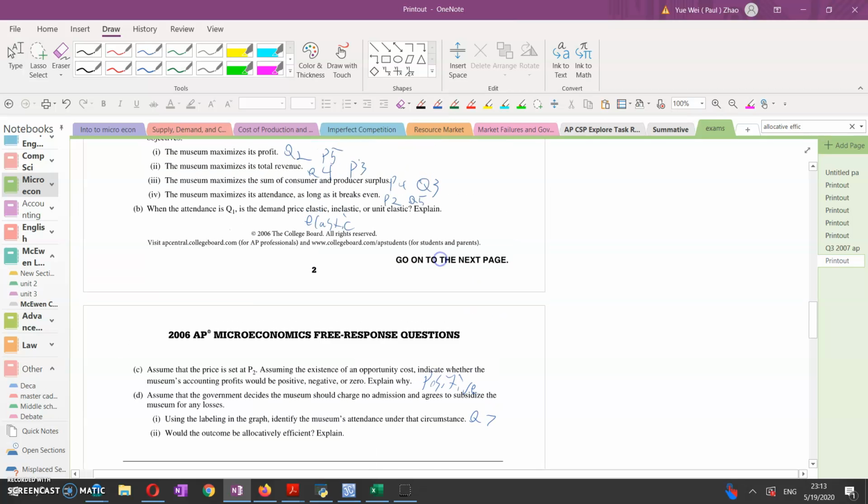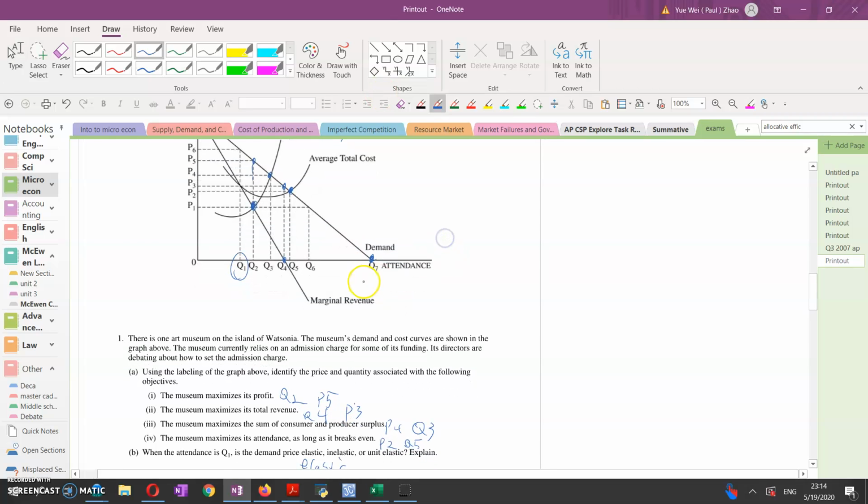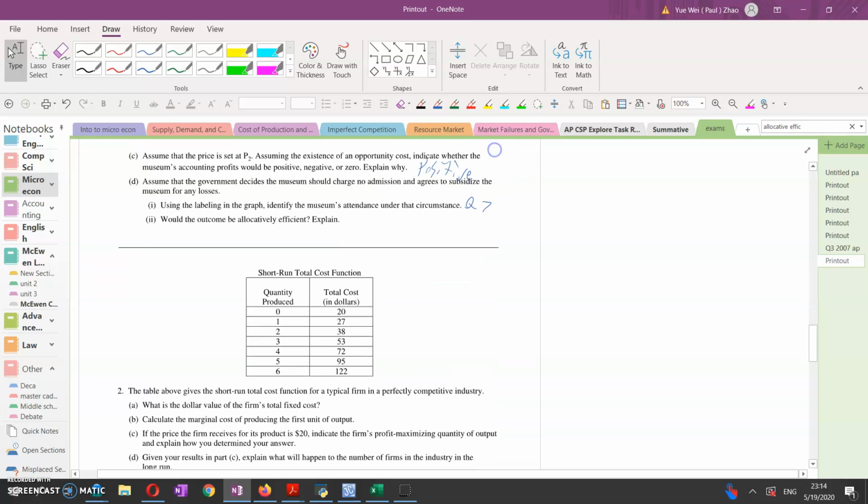Would this outcome be allocatively efficient? So allocative efficiency means that the marginal social benefit has to be equal to marginal social cost. So you're not paying too much for too little benefit. And here, you're paying an insane amount for relatively low benefit. And so at Q7, you're not being allocatively efficient.